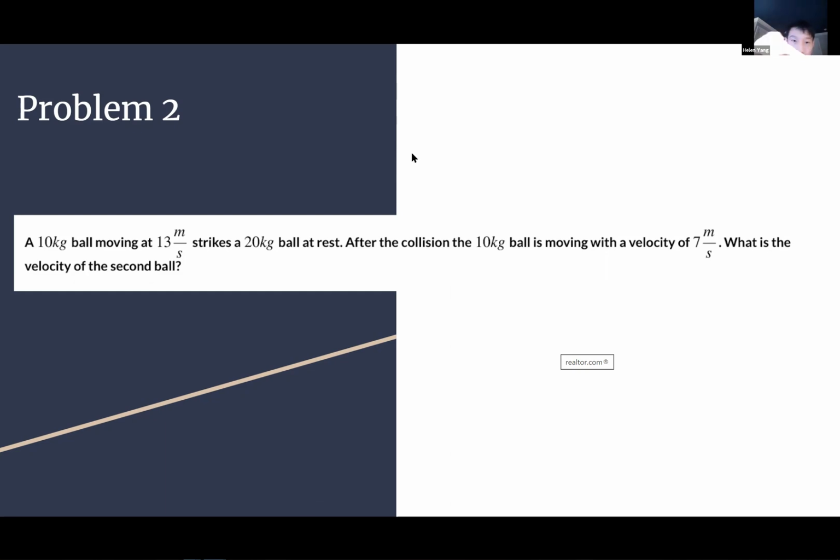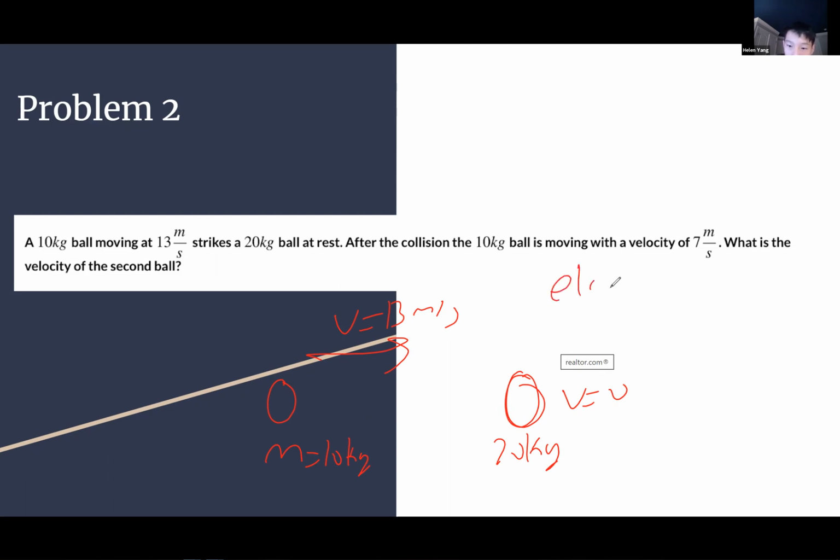Okay, I'll go over the problem now. A 10 kg ball is moving at 13 meters per second at a 20 kg ball that is at rest. So the V is 0. After the collision, the 10 kg ball is moving with a velocity of 7 meters per second. What is the velocity of the second ball? So this is an elastic collision, which is when the balls aren't together.